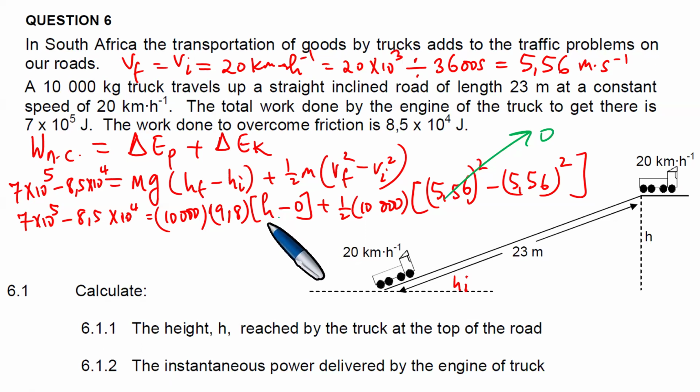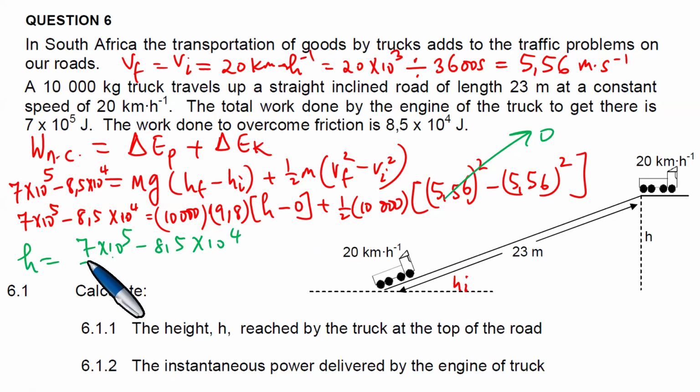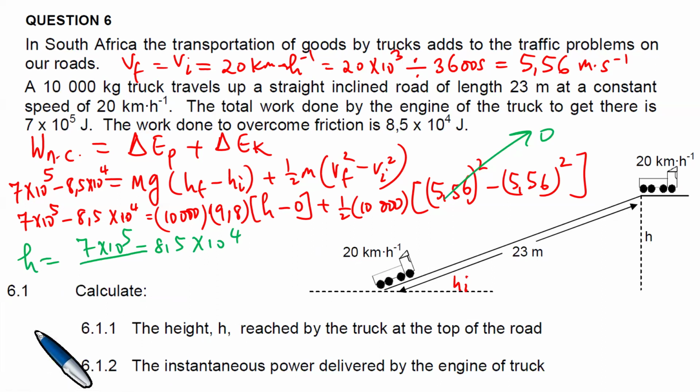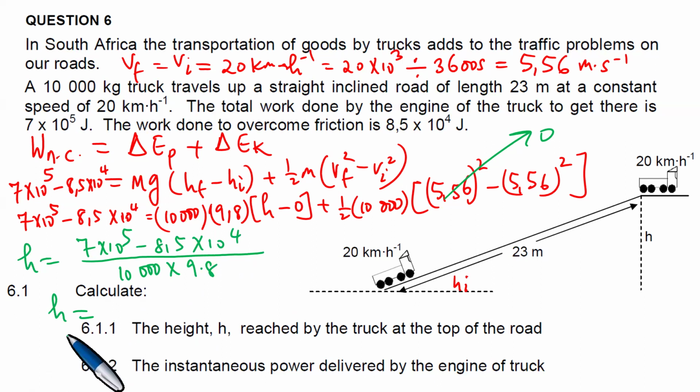But now here we're able to get the height h. So the height h is 7 times 10 to the 5th power minus 8,5 times 10 to the 4th power, and you divide. Let's do the division together. You divide by exactly whatever you have on this side. So here you'll divide by the 10,000 mass multiplied by 9,8, and therefore you're able to get the height h.